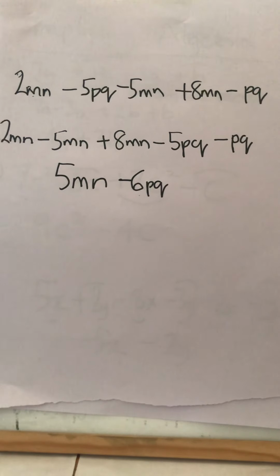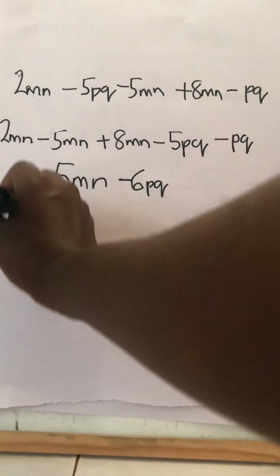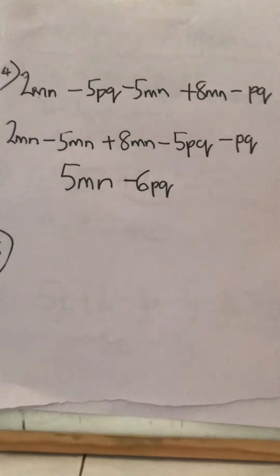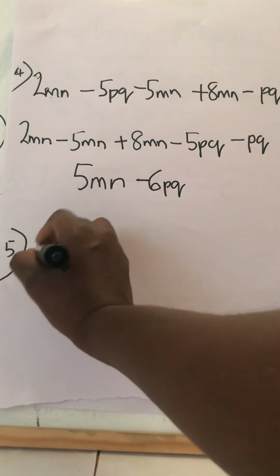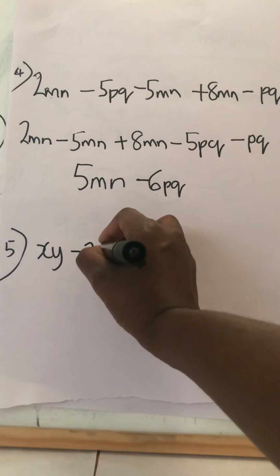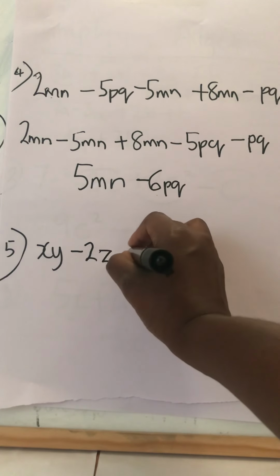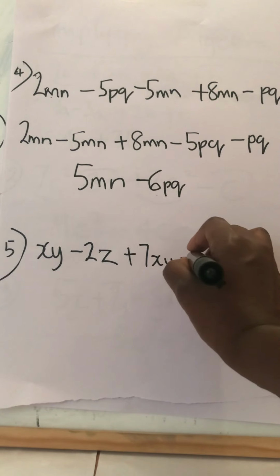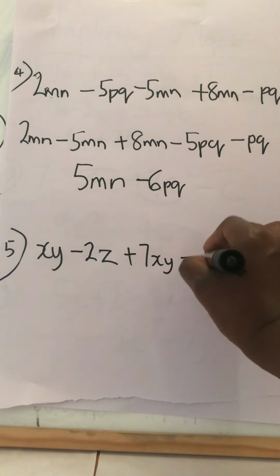Isn't that easy? Let's do one more. This is number four. Let's do one more. Number five. So I'm going to do xy minus 2z plus 7xy minus 10xy.